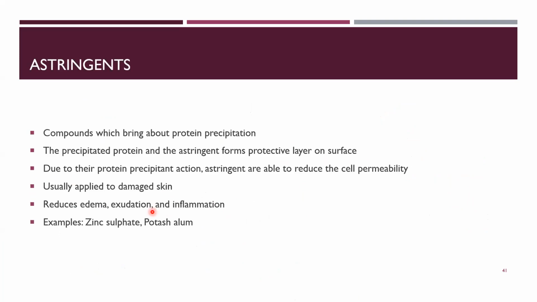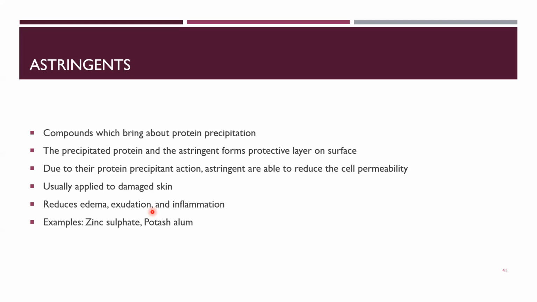Then talking about astringents. Now that we have covered poison, antidote, and hematinics, the last category under miscellaneous agents is astringents. These bring about a protein precipitation reaction. The precipitated protein and the astringent form a protective layer on the surface, due to which it is able to reduce the cell permeability, because of which the transfer is stopped. This is basically the astringent effect.